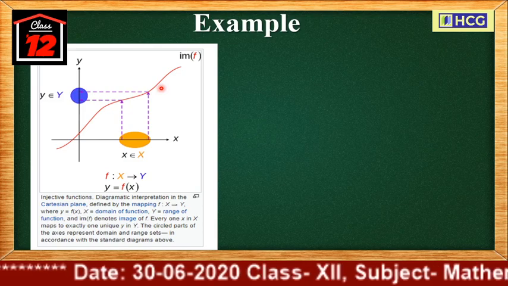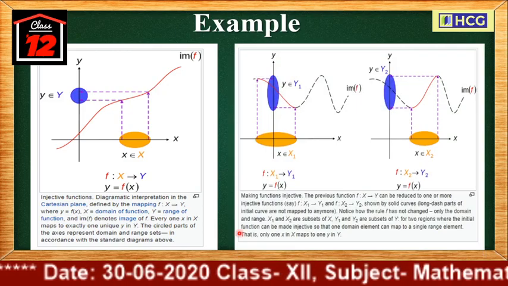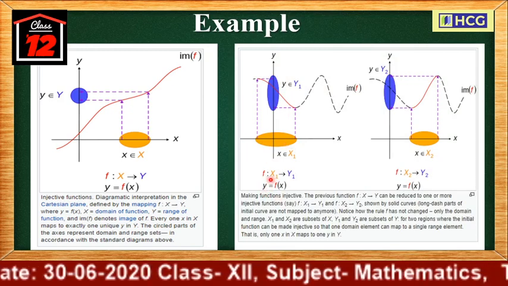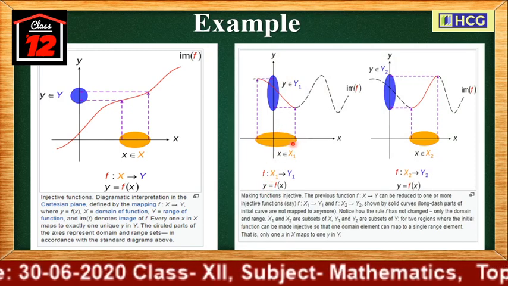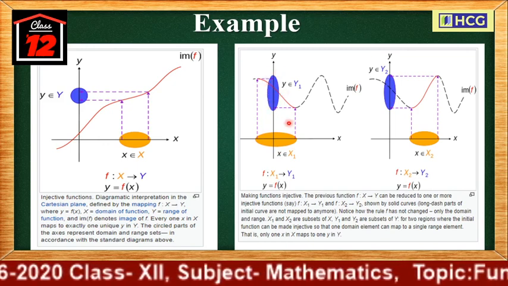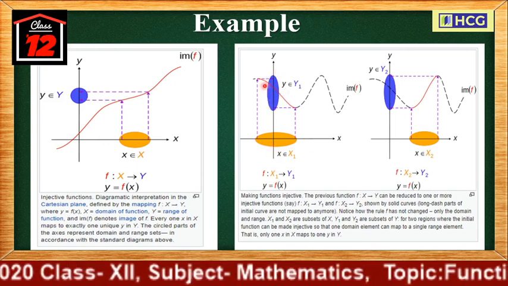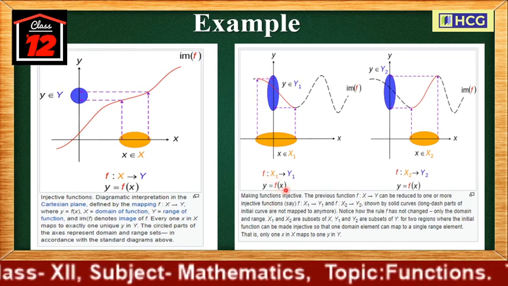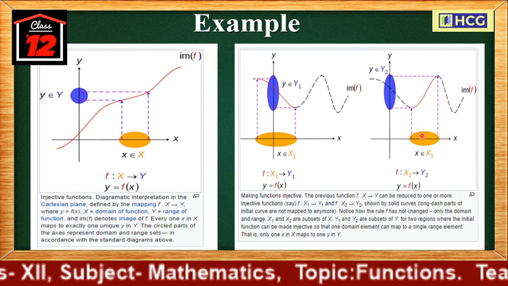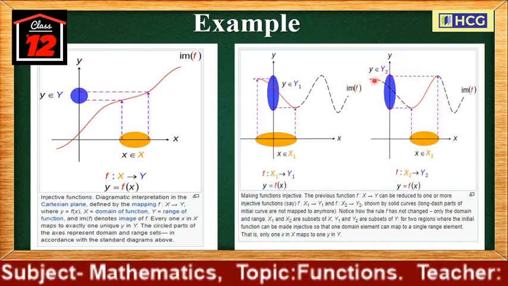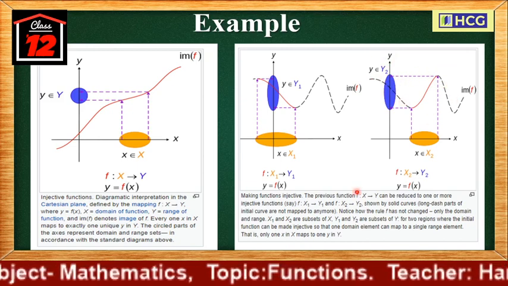Next, there are two graphs. In the first graph, this is the domain X1 and this is the range set Y1. Now f from X1 to Y1 and y equals f(x). And another function, this is another domain X2 and range is Y2. This is another function y equals f(x).